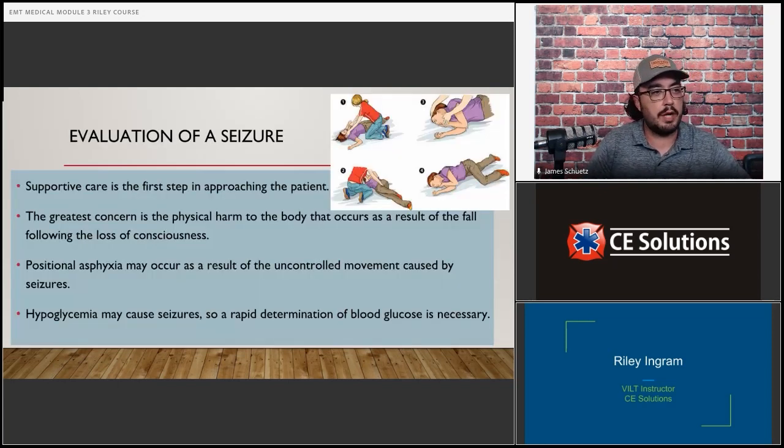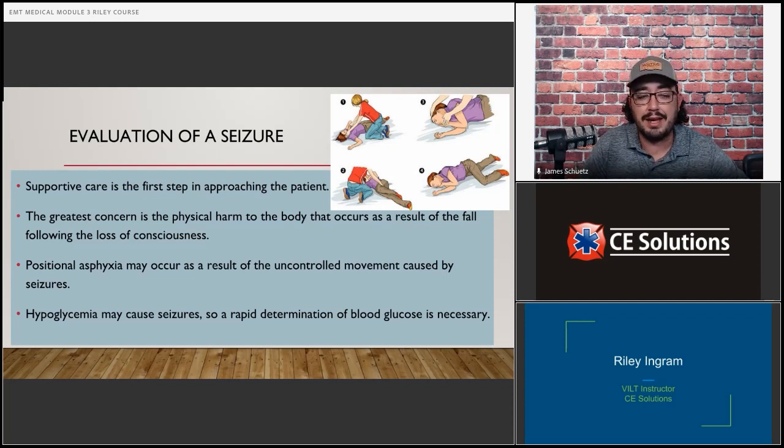Evaluation of a seizure. All right, so supportive care is going to be the first step that we do. It's the first thing that we do when we approach the patient. Make sure that there's nothing around them that they can hit when they're convulsing. The greatest concern is the physical harm to the body that occurs as a result of the fall following the loss of consciousness. Positional asphyxia may occur as a result of the uncontrolled movement caused by the seizures.